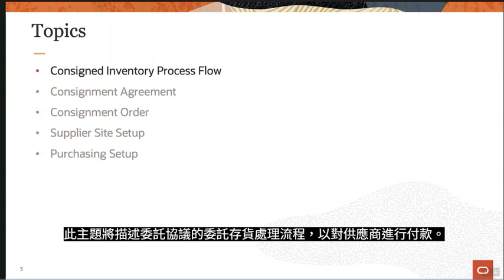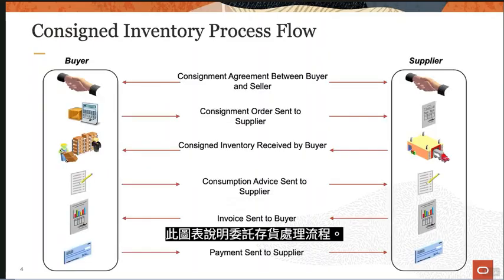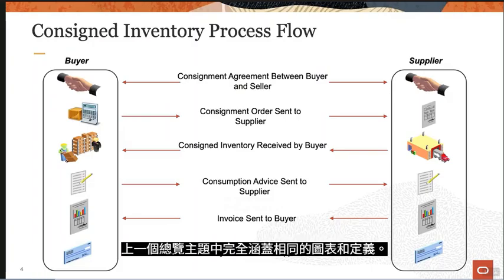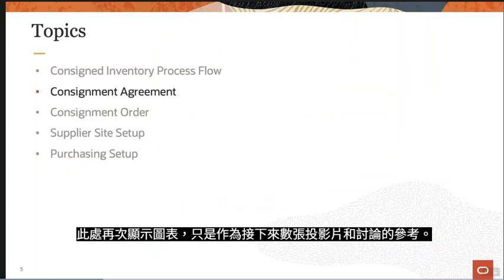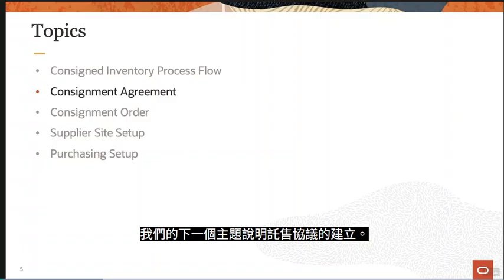This topic will describe the consigned inventory process flow from making the consignment agreement to making the payment to the supplier. This diagram depicts the consigned inventory process flow. The same diagram and definitions were fully covered in the previous overview topic. The diagram is shown here again merely as a reference for the next several slides and discussion. Our next topic describes the creation of a consignment agreement.